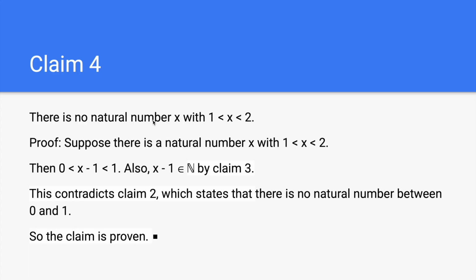Claim 4. There is no natural number x with 1 less than x less than 2. Proof. Suppose there is a natural number x with 1 less than x less than 2, then 0 less than x minus 1 less than 1. Also, x minus 1 is a natural number by claim 3. This contradicts claim 2, which states that there is no natural number between 0 and 1, so the claim is proven.